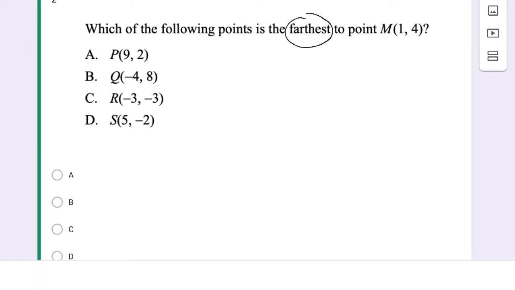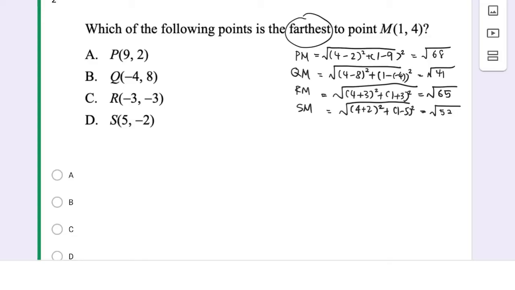For this one, if you're going to find out the farthest, that means you're going to find out the distance PM and then QM and then RM and SM. You want to find out which one will be the largest one. So you can set up the equation like this. So you have 4 minus 2 and then 1 minus 9, and I will show you all. After you find out all, you will find out A, that means PM is the largest.